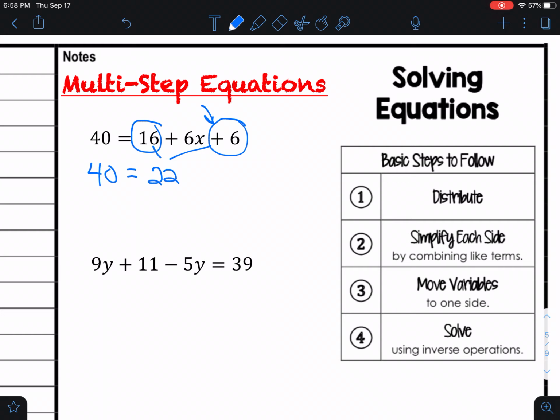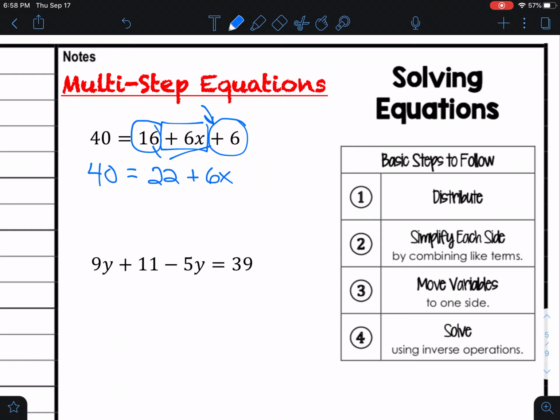We put them together. And then what do I have left? I still have this plus 6x that was right here. Okay. Now 22 and 6x I can't put together. They're not like terms. Okay. So now I'm done with step 2.